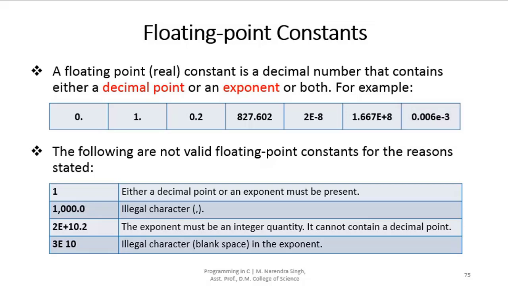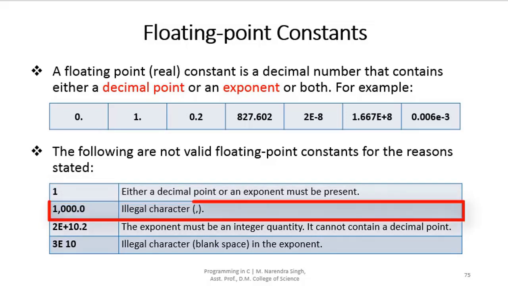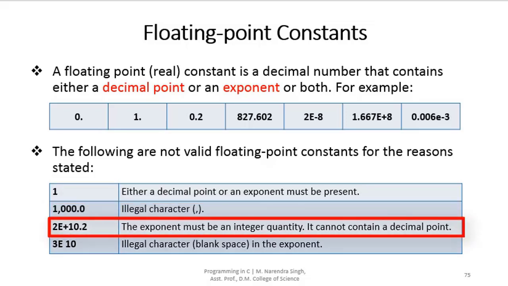Now remember, the following are not valid floating point constants. Let us see why. The first number is 1. It is not a valid floating point constant because it doesn't have a decimal point or an exponent. The next number is 1,000.0. This is not a valid floating point constant because it has an illegal character, a comma, in between.